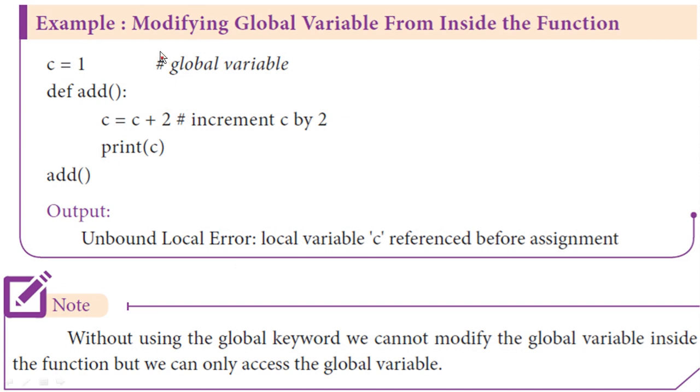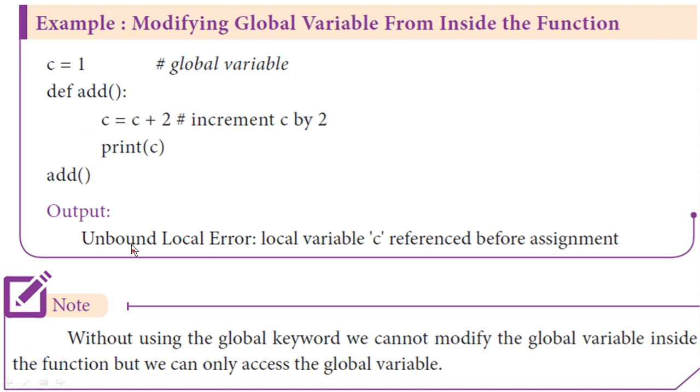Next example, modifying the global variable from inside the function. Here c equal to 1 is the global variable, but we are modifying the value of c inside the function, incremented by 2. But we cannot modify this value inside the function without the global keyword. When we modify the value of c inside the function add, the global keyword must be used here: global c.